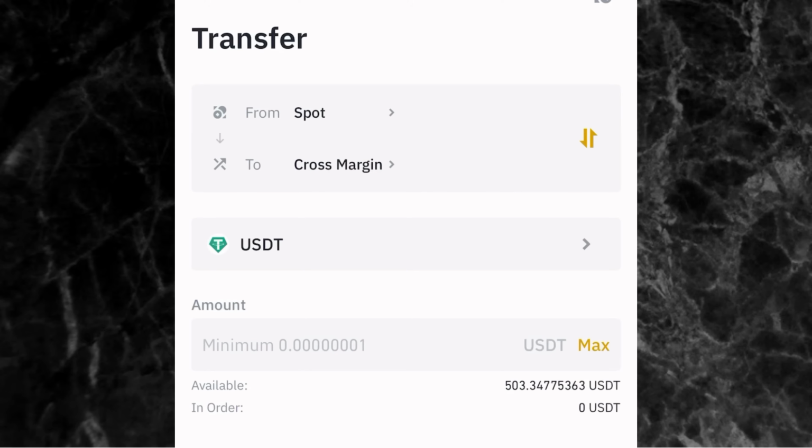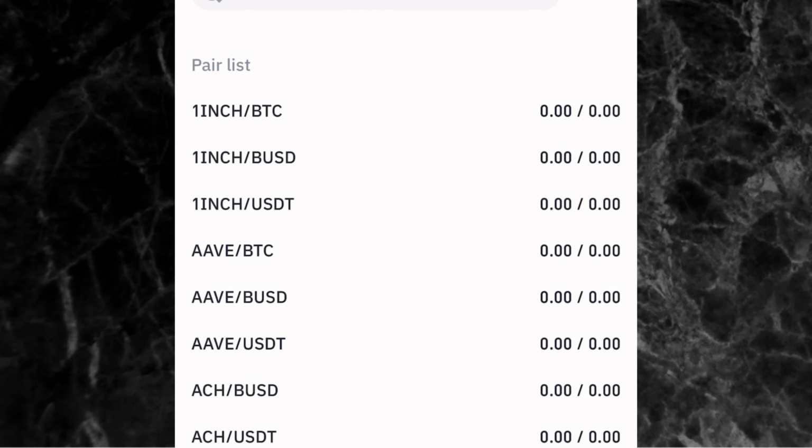Now I need to teach you something about transferring your funds. Whenever you are transferring your funds to your cross margin wallet, you can use that fund to trade any market pair, any trading pair, whether BTC USDT or ETH USDT. You can use it to trade any trading pair on that cross margin. But if you are transferring to isolated margin, so if I change this cross margin to isolated margin right here, you have to pick the trading pair you want to use the funds to trade.